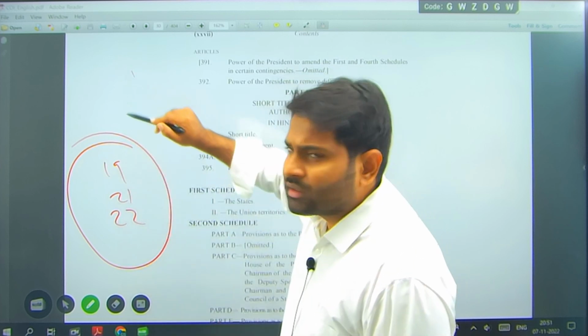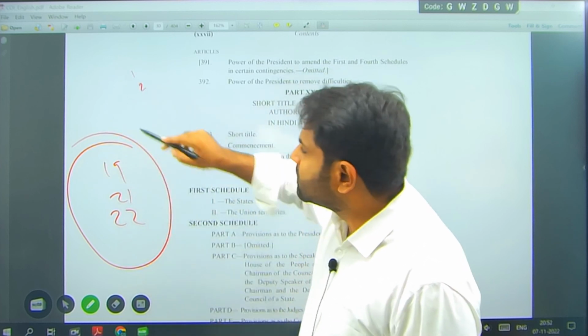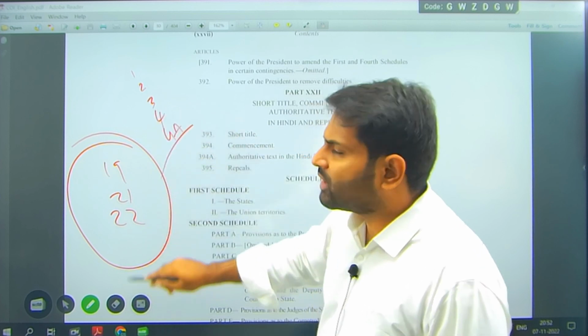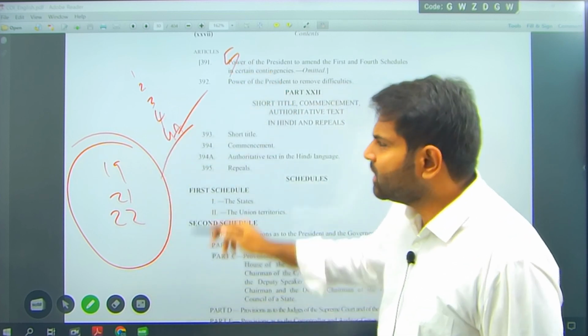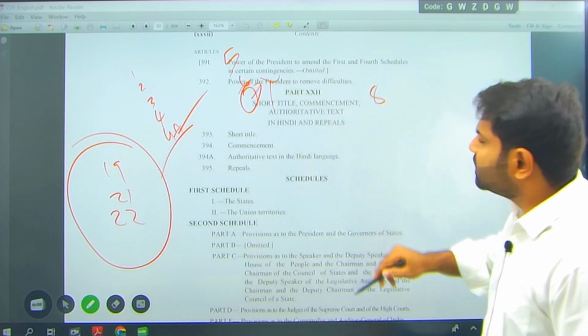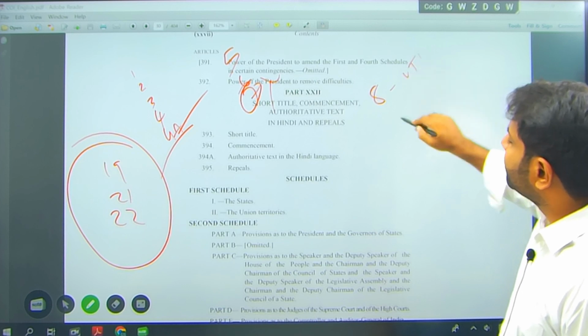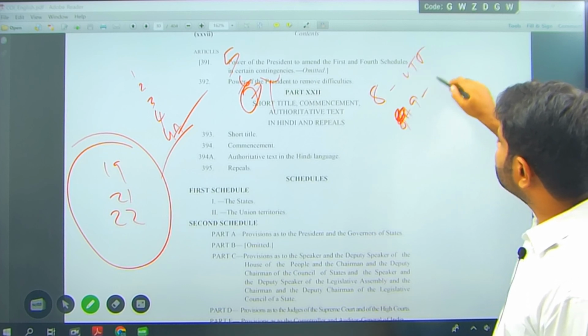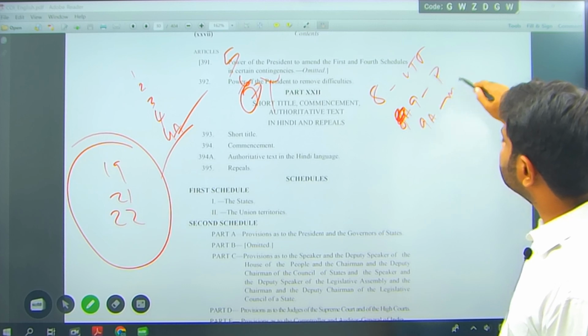First part, territory. Second part, citizenship. Third part, fundamental rights. Fourth part, DPSP. 4A is fundamental duties. Fifth part is union government. Sixth part is state government. Seventh part is omitted. Eighth part is union territories. Ninth part is panchayats. 9A is municipalities.